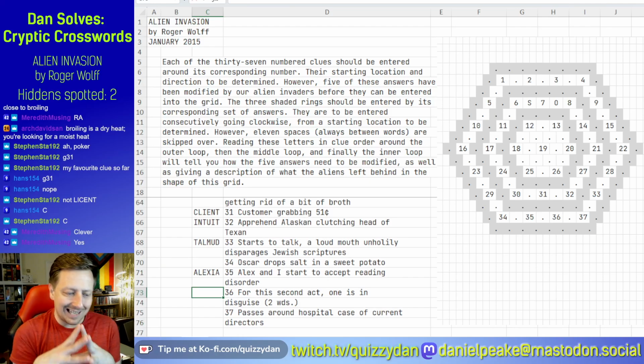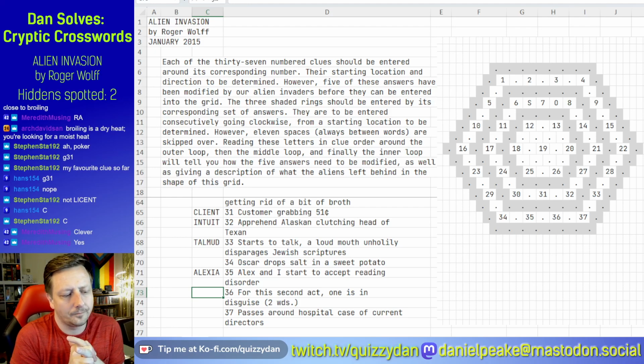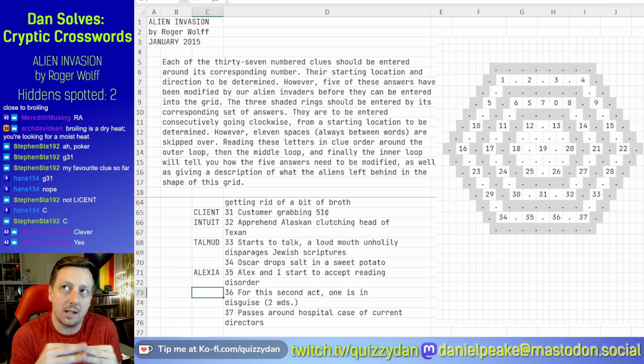Last 2 clues. For this second act, 1 is in disguise. Costume. 2 words. For this second act is probably C. 1 is I. So C-I in disguise. For this, per each. No. Going to come back to that.